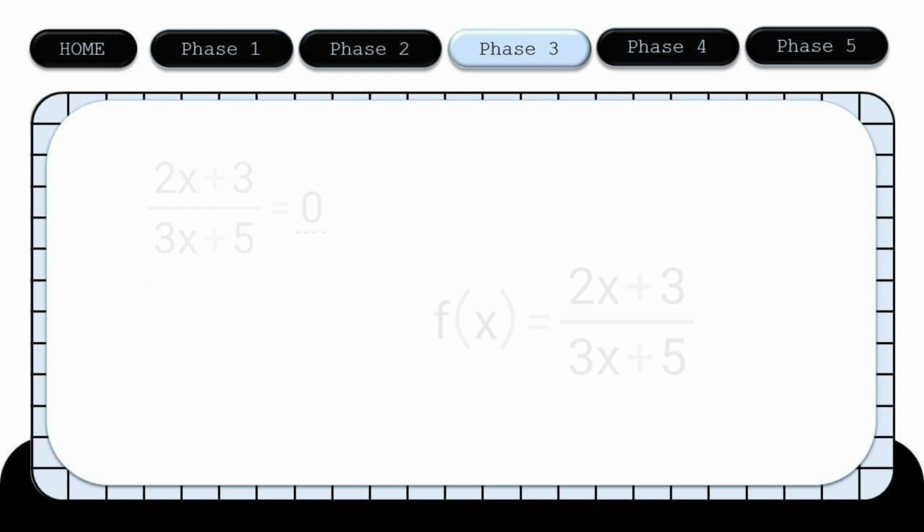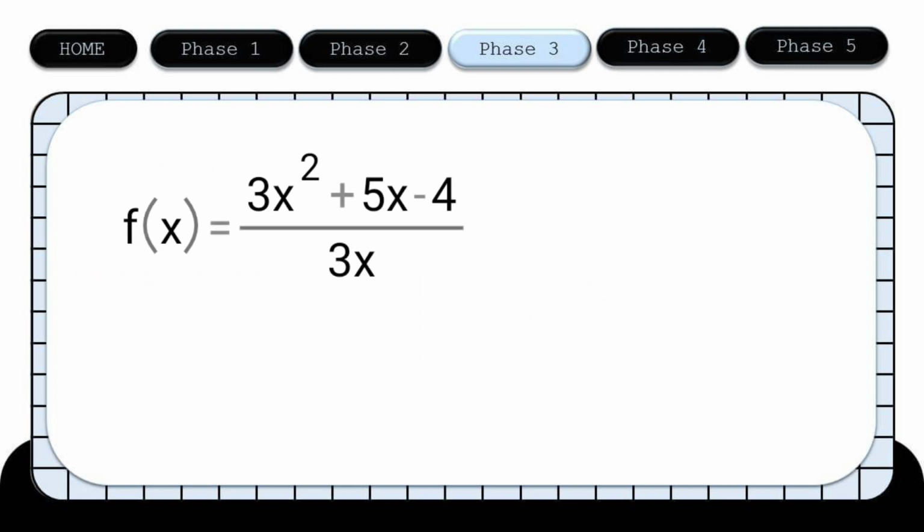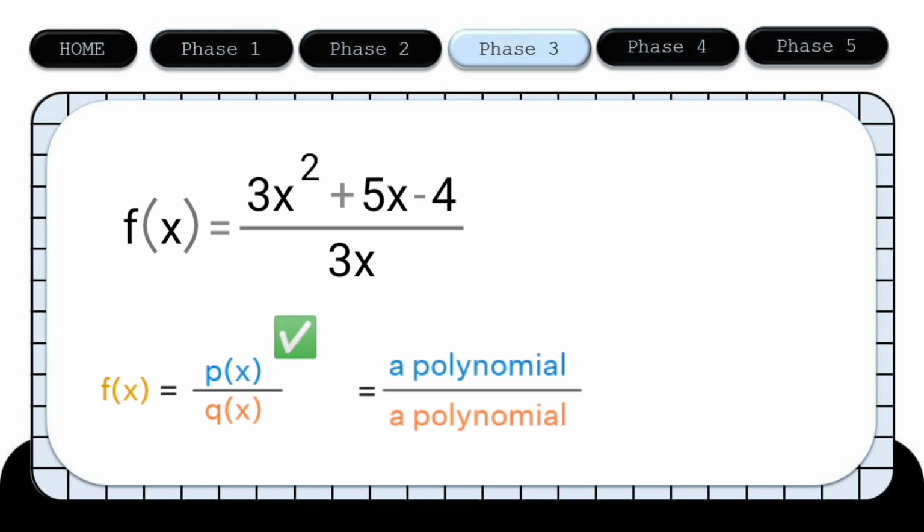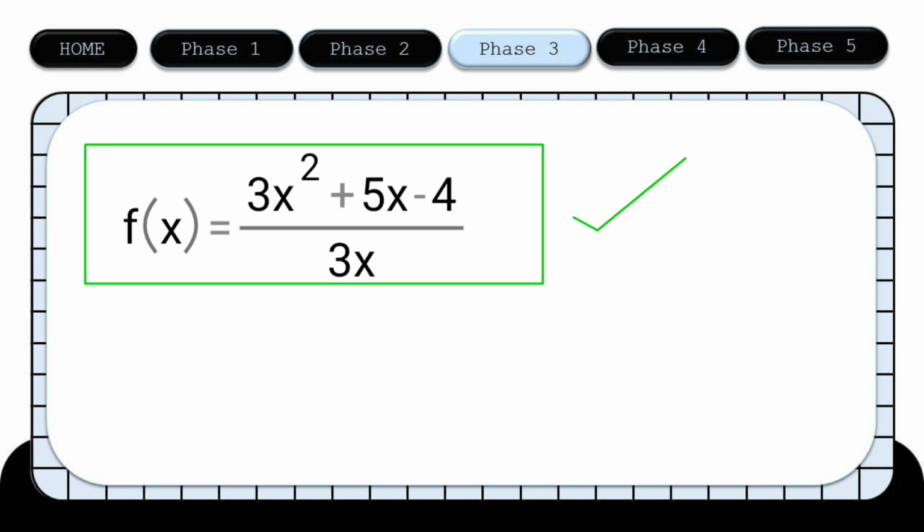Next, if we have f of x is equal to 3x squared plus 5x minus 4 all over 3x. Is this a rational function? Yes, it is. It's in the form of ratio. Check. Both numerator and denominator are polynomials. Check. And the denominator is not equal to 0. So check. This is a rational function.